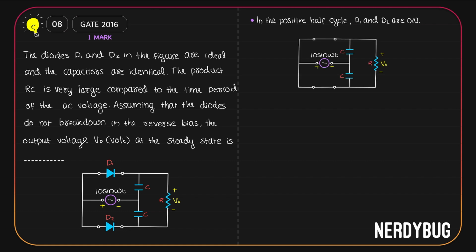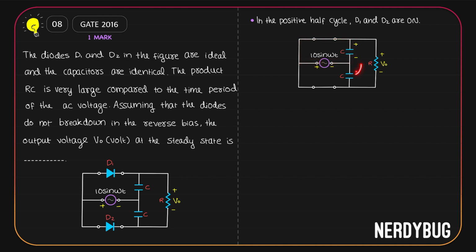Both diodes are modeled as closed circuits. Let's take a look at this capacitor. It is directly connected across the input. So when the input goes from 0 to its maximum value, which is 10 volt, the capacitor will get charged to its maximum value. Since negative terminal of the input goes here and positive terminal goes here, capacitor will have negative potential here, positive potential here.